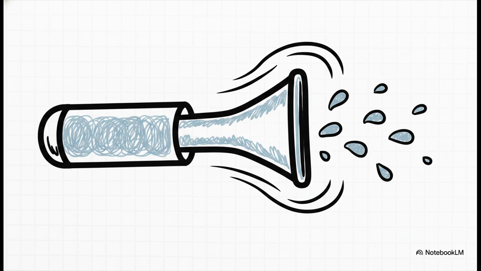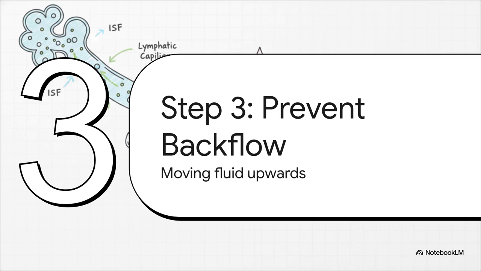This is the counterpart to the blood capillary. But unlike the continuous loop of the blood system, these lymphatic capillaries are specifically designed as closed-ended tubes. Think of them almost like biological vacuum hoses, dipping directly into the tissues to aggressively scoop up all that rogue interstitial fluid so it doesn't just sit there. Step 3, preventing backflow. Gotta keep things moving up.